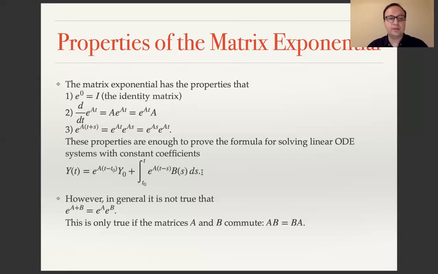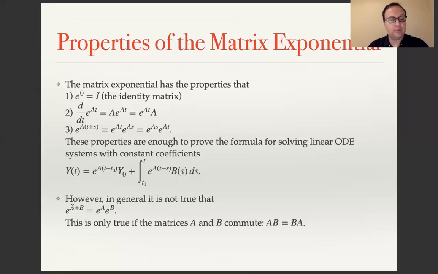However, the reason why we cannot extend the formula to the case when the coefficients are not constant is that in general, it is not true that e to the A plus B is equal to e to the A times e to the B. So this is true for real or for complex numbers, but it's not true in general for matrices.